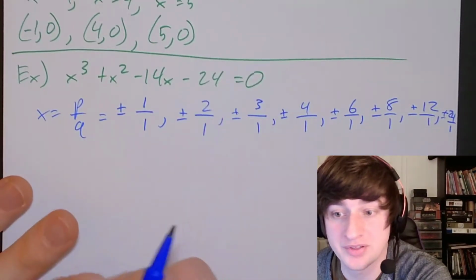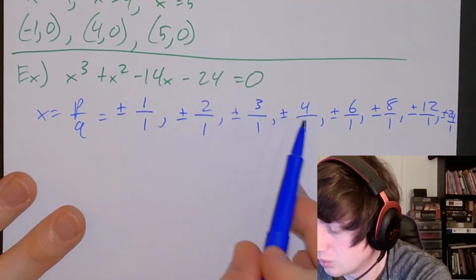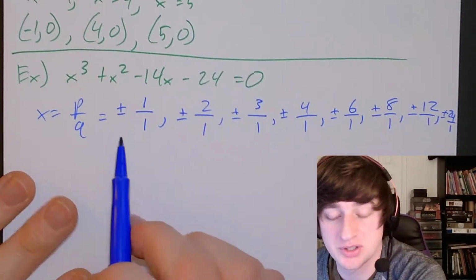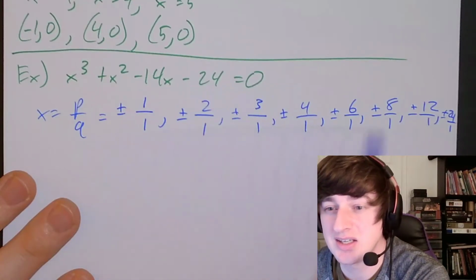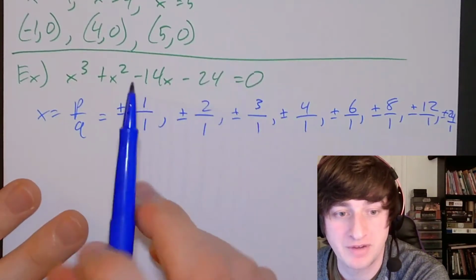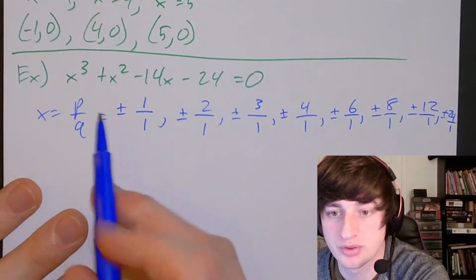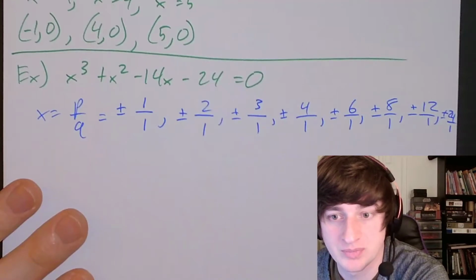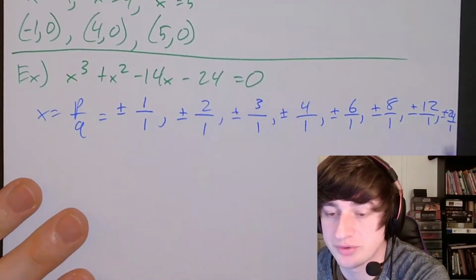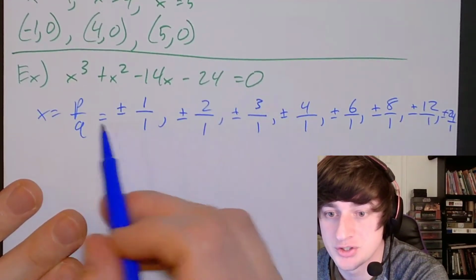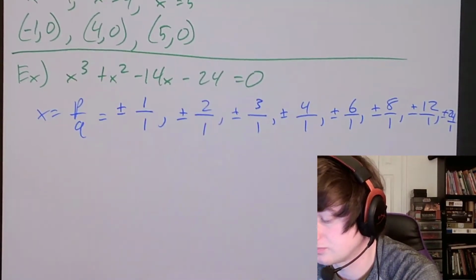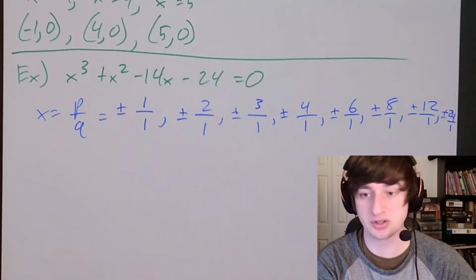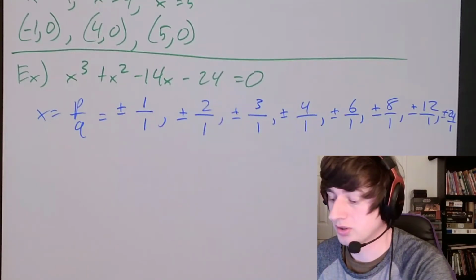Now, this is a lot of things to check. 1, 2, 3, 4, 5, 6, 7, 8. Positives or negatives for each means there's 16 possible factors or solutions for this polynomial, but only 3 of them are correct. I strongly suggest you don't start at 24. Check 1 first. And then don't forget to double check the negatives because it could be positive 1 or negative 1.